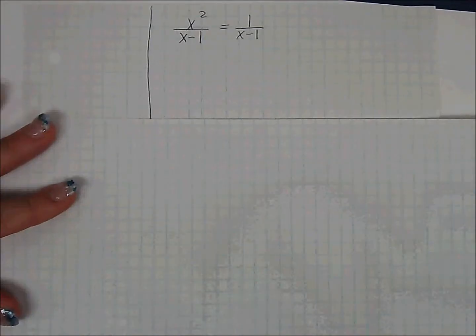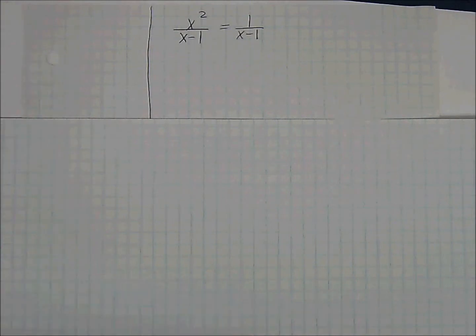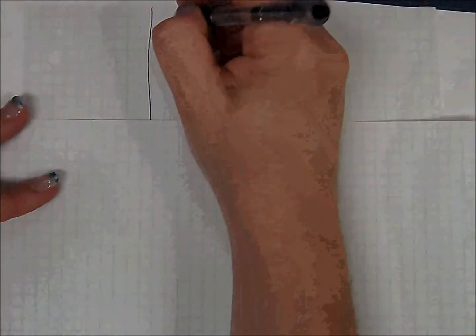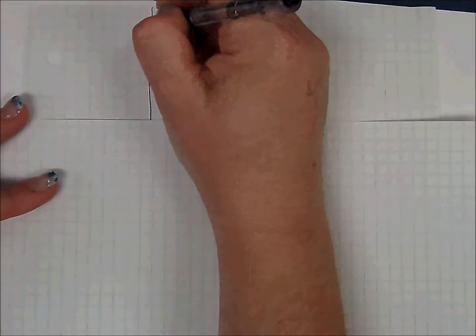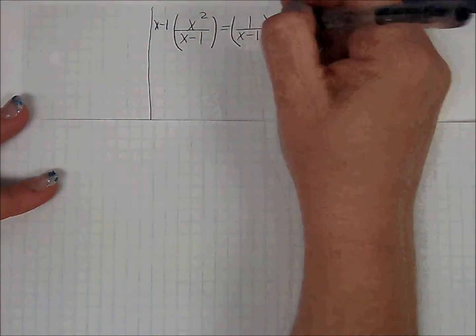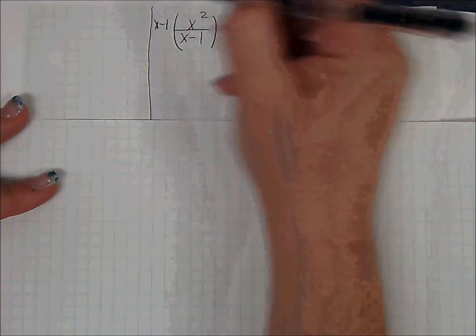Now we're looking again, we have one fraction on the left and one fraction on the right. But if you look carefully at the two fractions, they have a common denominator. They have the exact same denominator. So I can cross multiply like I did on the last problem and on the very first problem I did, but I also can multiply this side times x minus 1 and this side times x minus 1.